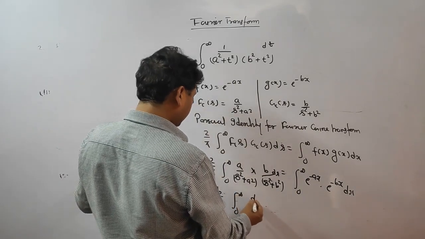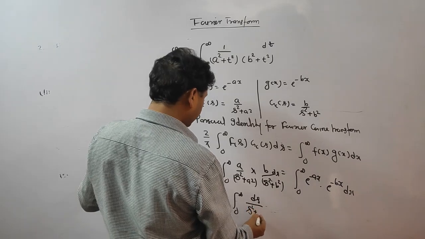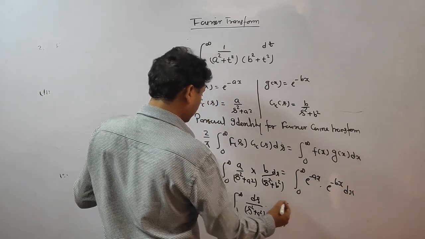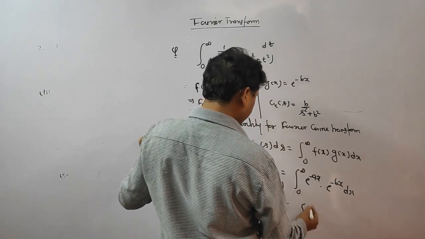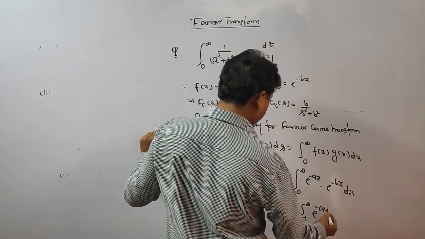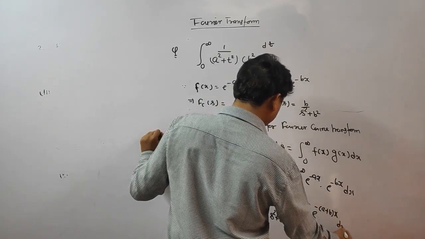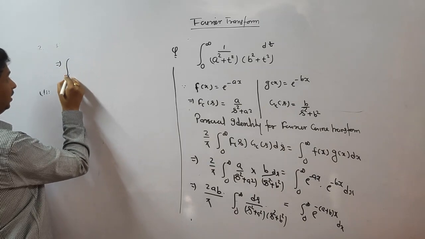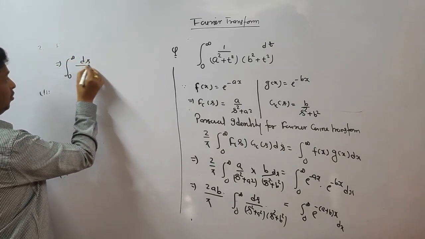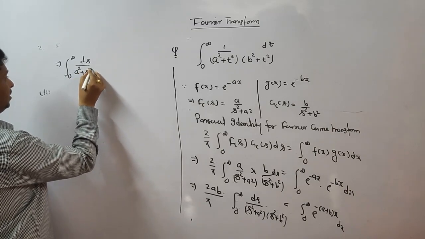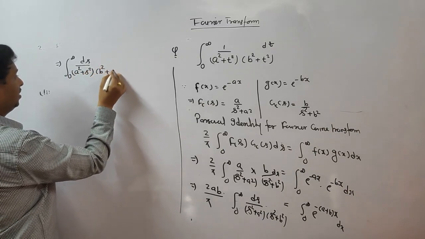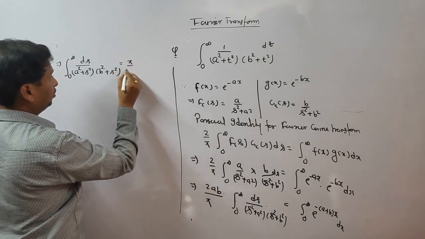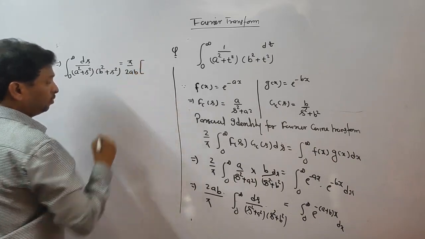integral 0 to infinity ds upon (s square plus a square)(s square plus b square) is equal to, this is nothing but, e to the power minus (a plus b)x dx. We have to calculate this integral value, ds upon (a square plus s square)(b square plus s square). What is the value? Pi, we take that side. So pi upon 2ab. What is the integral value?